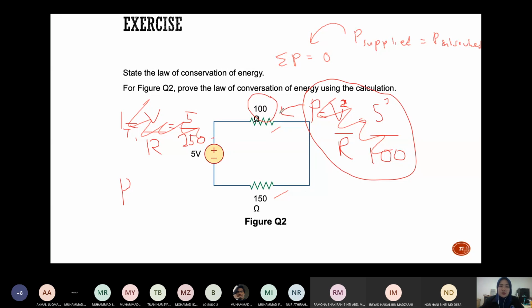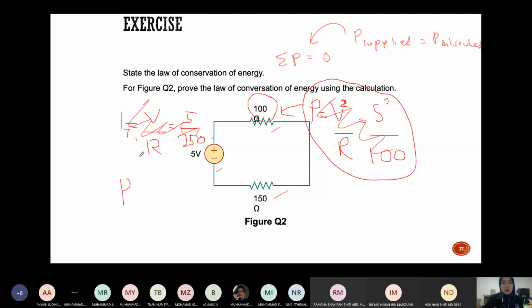So both of these resistors, you can directly know that they absorb power. The voltage source is an active element, so you can directly know that it is supplying the power. So the power of the source must be the same as the power absorbed by both of these resistors. Now you need to prove it by calculation.